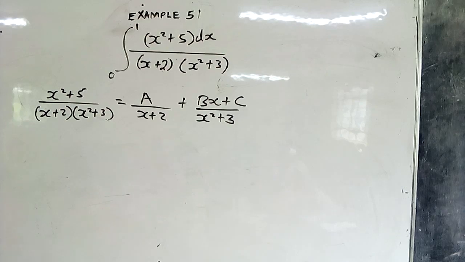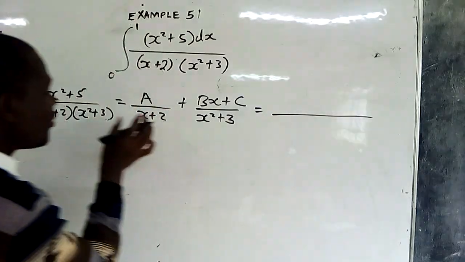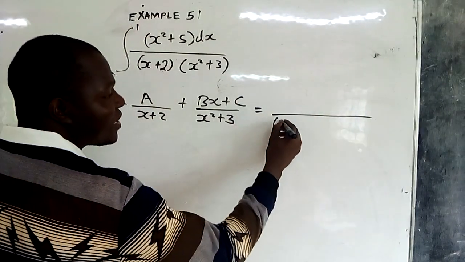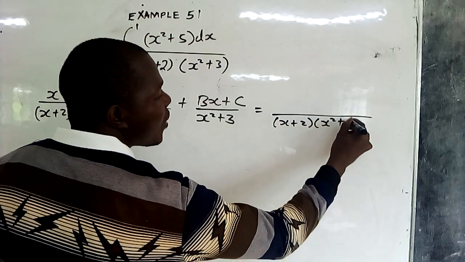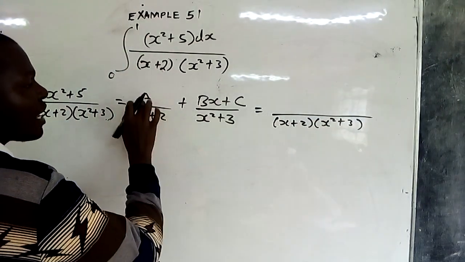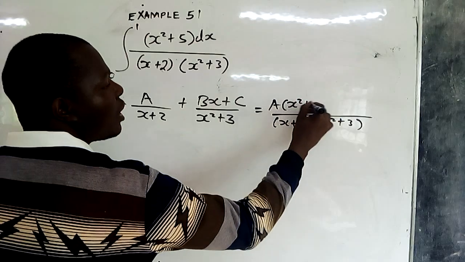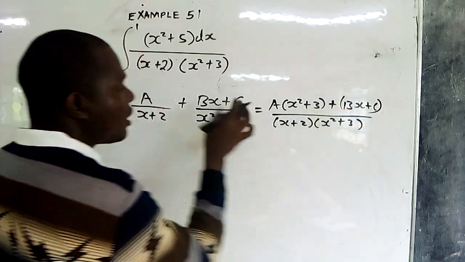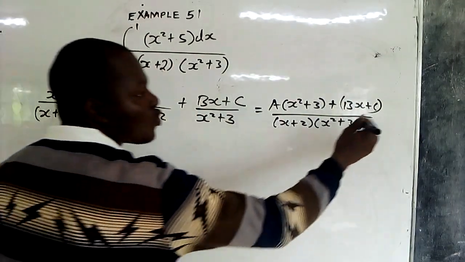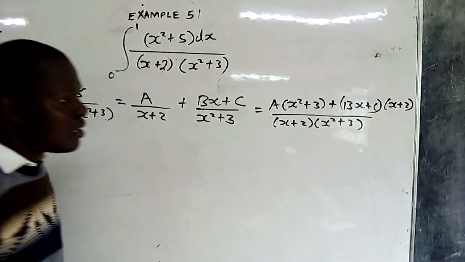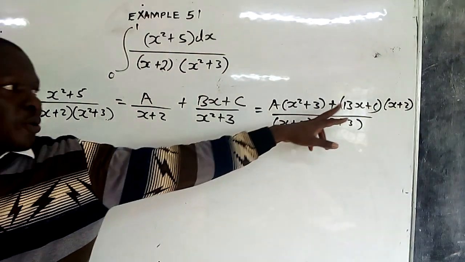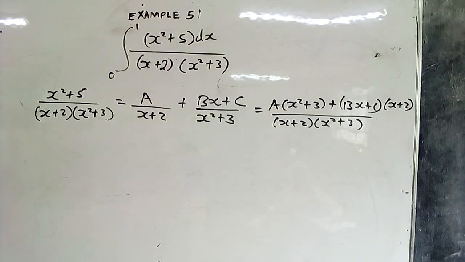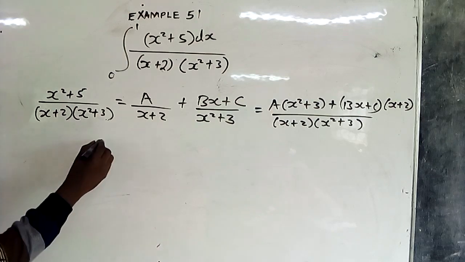Are we together? So from there, we have the LCM, which is x plus 2 times x squared plus 3. So x plus 2 goes here, times a, you have a into x squared plus 3. Then we have our plus bx plus c. Then this goes here x plus 2 times, isn't it? So at the end, you simply open that bracket. Open them. What do we have?